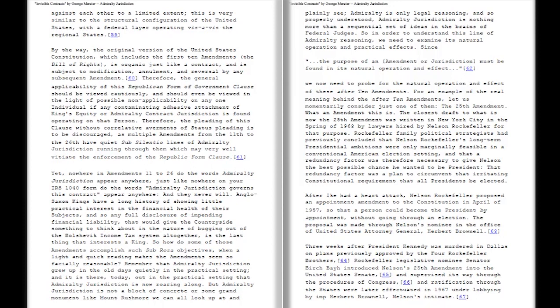3 weeks after President Kennedy was murdered in Dallas, on plans previously approved by the four Rockefeller brothers, 64. Rockefeller legislative nominee Senator Birch Bayh introduced Nelson's 25th Amendment into the United States Senate, 65, and supervised its way through the procedures of Congress. 66. Ratification through the states was later effectuated in 1967 under lobbying by Herbert Brownell, Nelson's intimate.